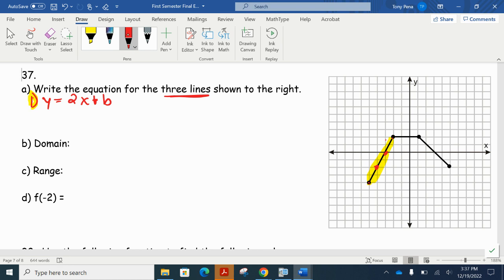The b is always your y-intercept. While this doesn't hit the y-intercept yet, if we continued that pattern of up 2, right 1, up 2, right 1, notice where it would have hit the y-axis, and that would have been 1, 2, 3, 4, 5, 6. So that line would have had a y-intercept of 6. So that is the equation of that first line.